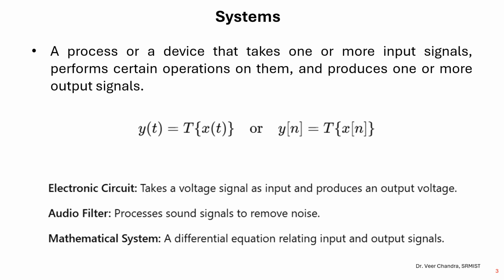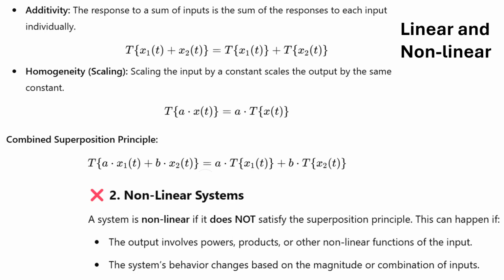For example, here y(t) is equal to T of x(t). T is the transfer function, x(t) is your input and y(t) is the output. So corresponding to x(t), you are getting some different output y(t). This is an example of a system.